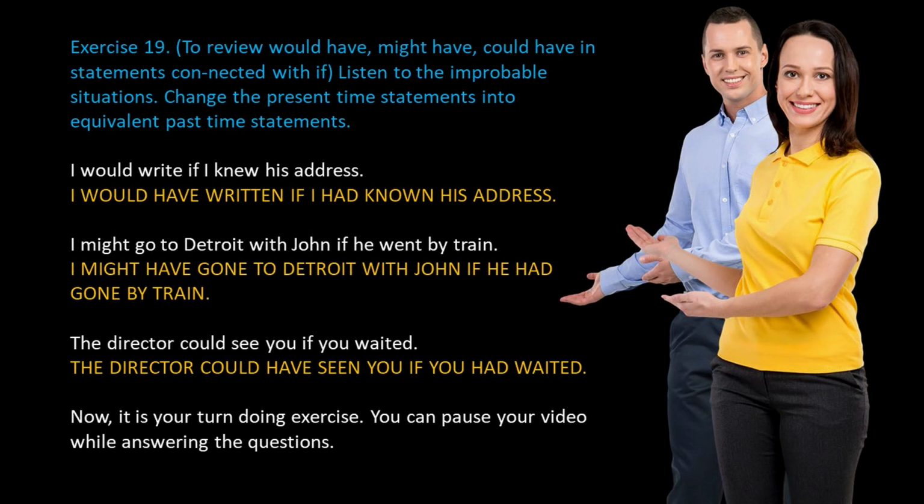Exercise 19. To review would have, might have, could have, in statements connected with if. Listen to the improbable situations. Change the present time statements into equivalent past time statements. Examples. I would write, if I knew his address. I would have written, if I had known his address. I might go to Detroit with John, if he went by train. I might have gone to Detroit with John, if he had gone by train. The director could see you, if you waited. The director could have seen you, if you had waited. Now, it is your turn, doing exercise. You can pause your video while answering the questions.